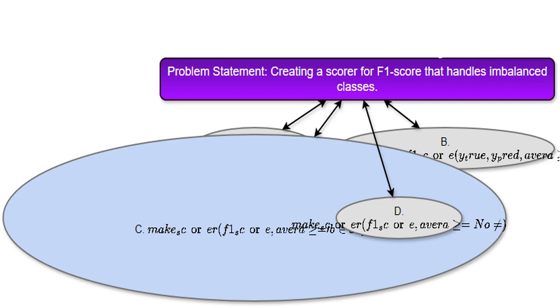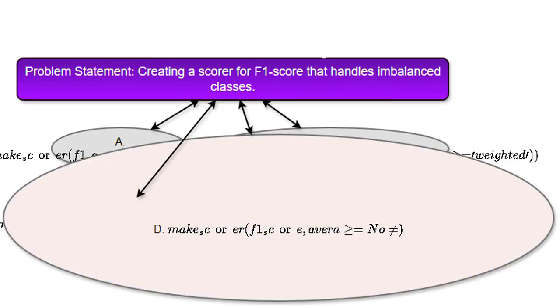This is incorrect because binary average is only for problems with two classes, binary classification. I need a solution that works for more than two classes, which this one doesn't. With average equals none, the f1_score function returns a separate F1 score for each class instead of a single, overall score. This is not what I want, because I need a single score to compare models.